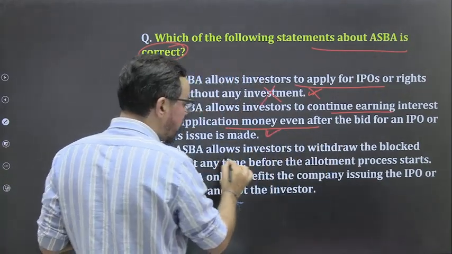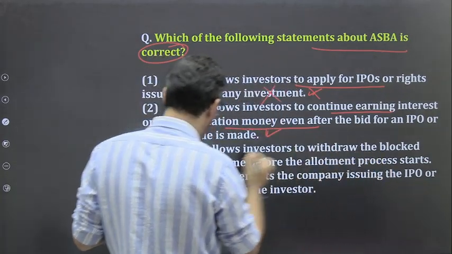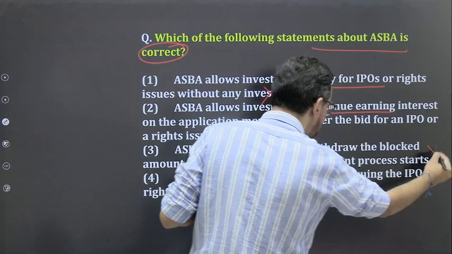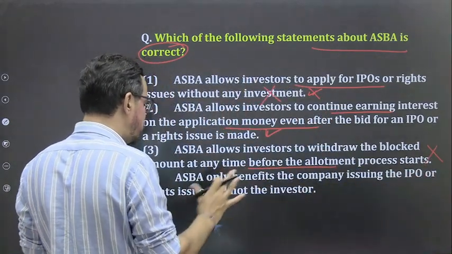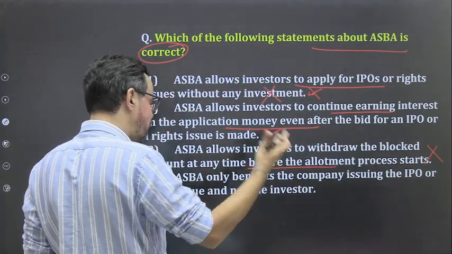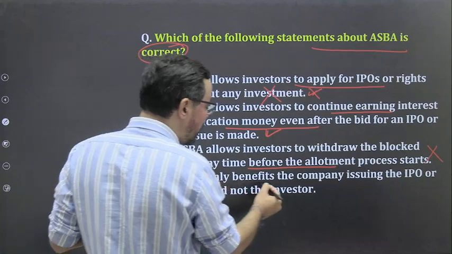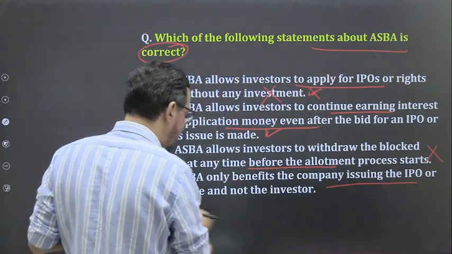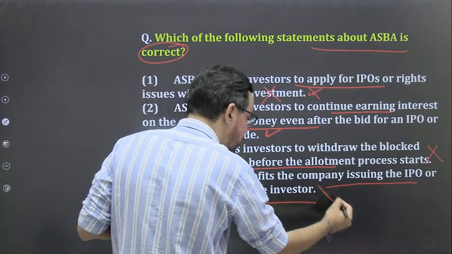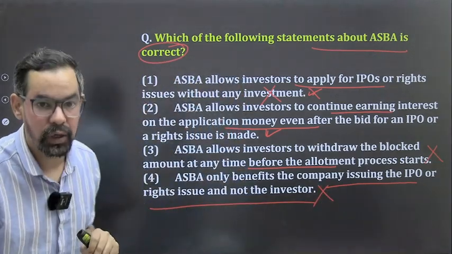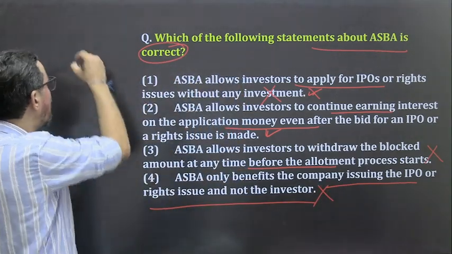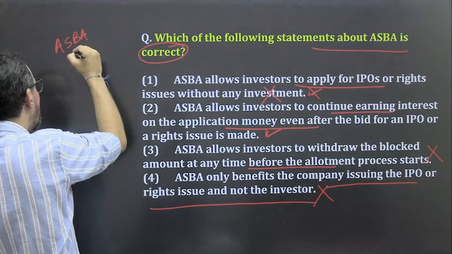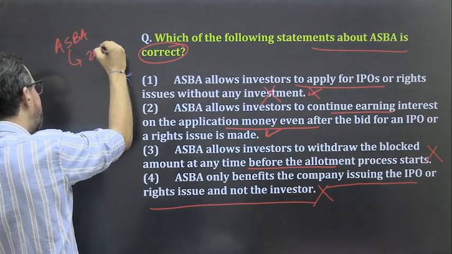ASBA allows an investor to withdraw the blocked amount any time before the allotment process. No. That amount gets frozen for a time duration, or till the time of settlement. ASBA only benefits the company issuing the IPO or rights issue, but not the investor. No, it is a win-win situation for both, right? So the ASBA application was introduced by SEBI, application supported by blocked amount. It was introduced by SEBI in 2010.